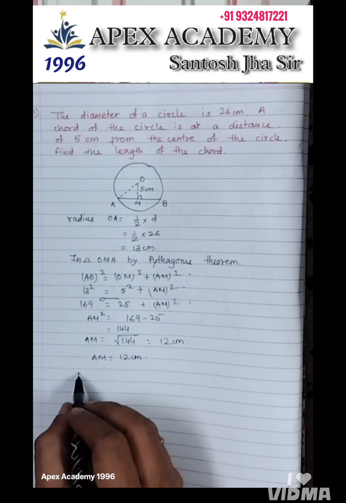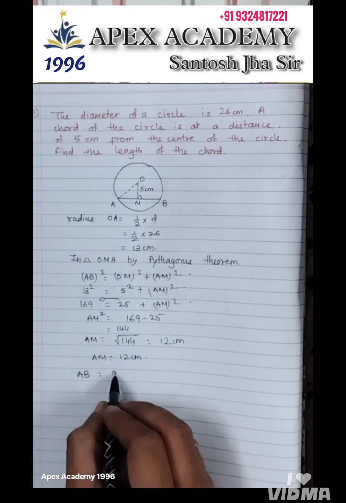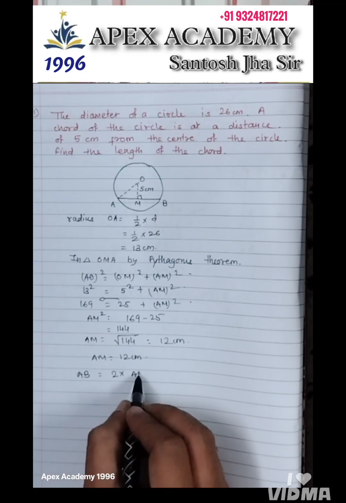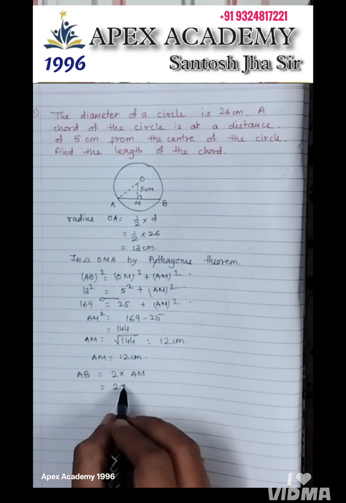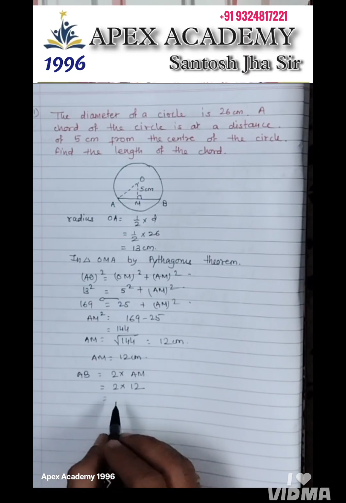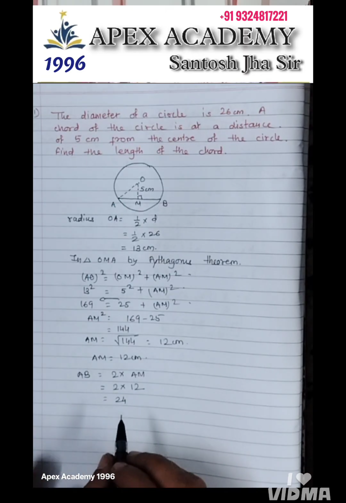So chord AB is twice of AM. So AB is 24 cm.